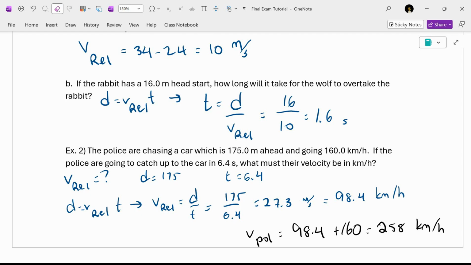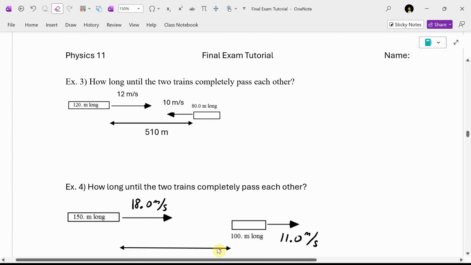What did I ask you to find in part B of number 1, Violet? What did I ask you to find in number 2? I'll bet you I got multiple versions. In some of them I ask you to find VREL, and some of them I ask you to find time, but there'll be 2 objects moving at different speeds. I also put a train question on each exam.